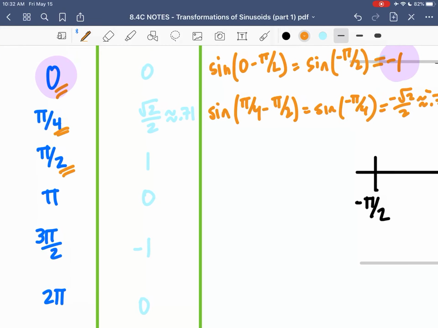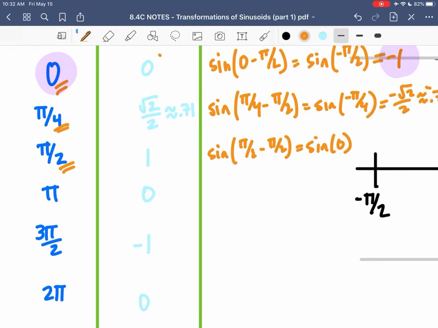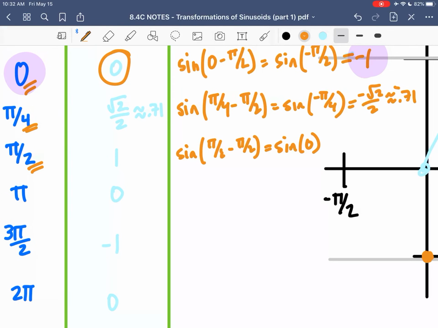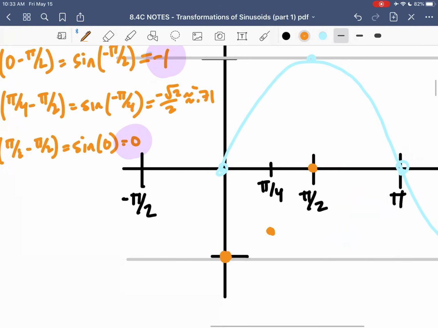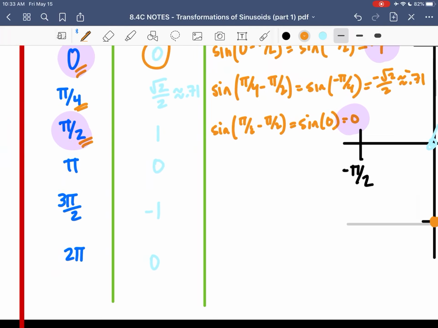Alrighty. Next up, when x is pi halves, so we have sine of pi halves minus pi halves. What's interesting, pi halves minus pi halves, that's taking away everything we have. So that's sine of 0. I know what sine of 0 is. That's actually this right here. This is sine of 0. So this is 0. So we have the point on our graph, pi halves, 0. Boop, right there.